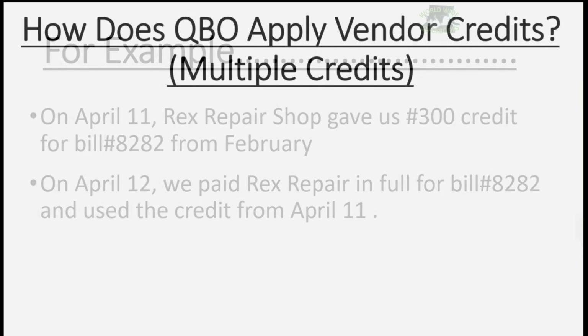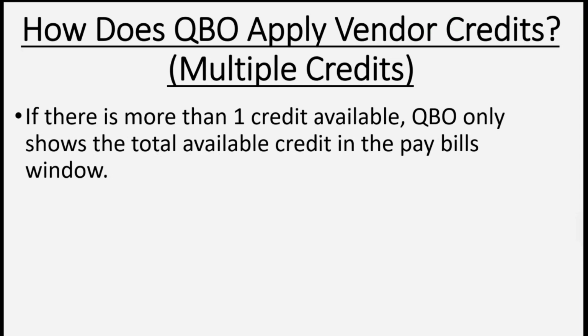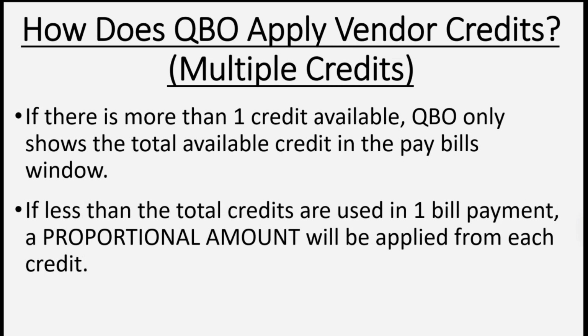Now you may well ask, how does QuickBooks Online apply vendor credits when there are multiple credits? And that's the advanced idea that I'd like you to get from this video. You see, if there's more than one vendor credit available for that particular vendor, QuickBooks Online only shows the total available credit in the Pay Bills window. If it's less than the total credits that are used in one particular bill payment, then a proportional amount will be applied from each available credit.